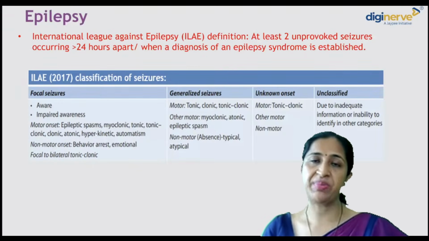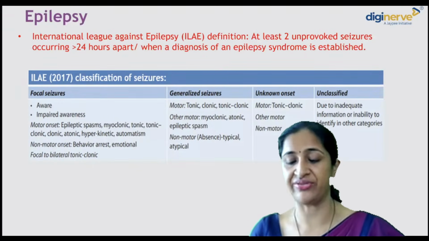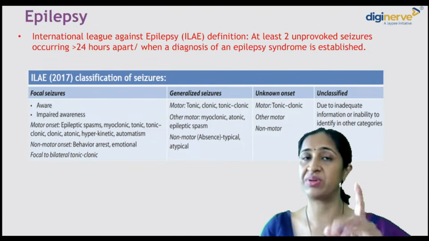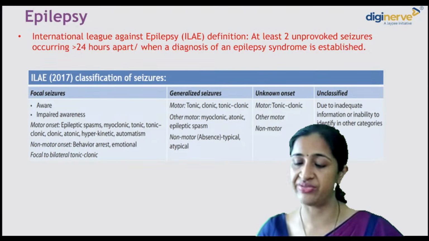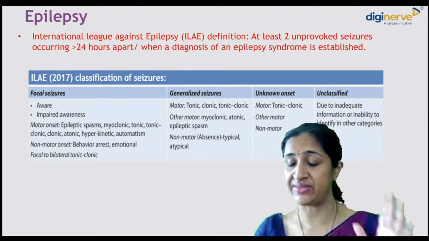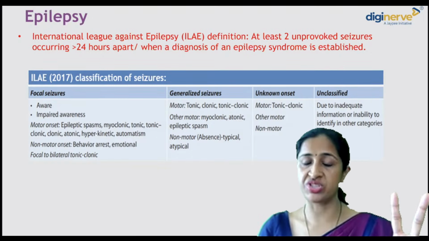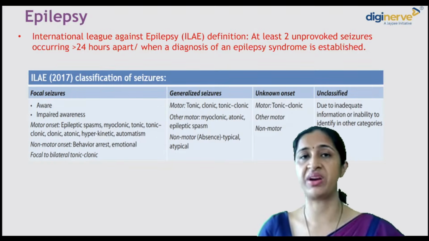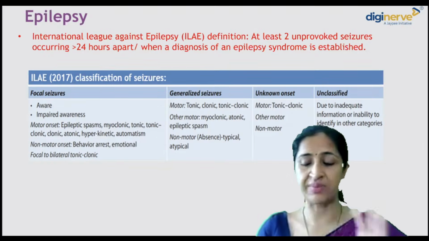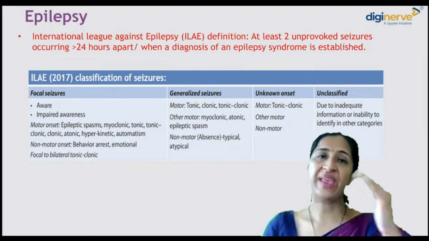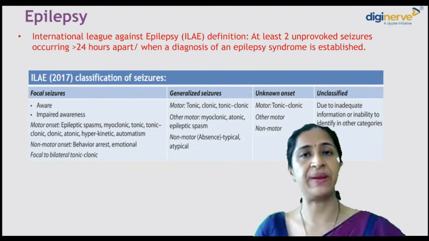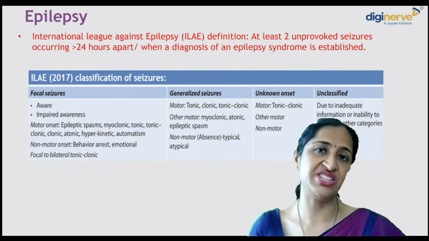Okay. Now, epilepsy, it is the ILAE definition, which is the International League Against Epilepsy. Remember this, ILAE definition. This had come out in 2017 with updates after that. Two unprovoked seizures occurring more than 24 hours apart is diagnosis of epilepsy or seizure disorder. Or there is a diagnosis of an epilepsy syndrome which is made with EEG findings also.